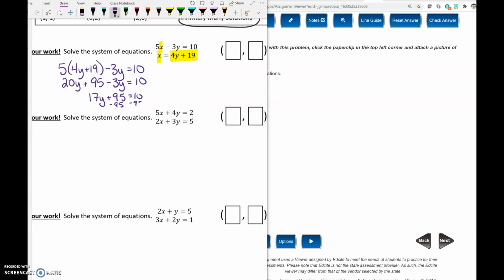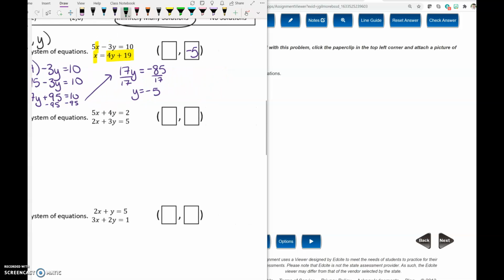Subtract 95 on both sides, I get, I'm running out of space. I get 17y equals 10 minus 95 is -85. Divide both sides by 17. I get y equals -5. So your y value is -5. Make sure you put that in the correct place. A great thing to add to your note card is the reminder that ordered pairs are x and then y. So your x value goes in the first blank, your y value goes in the second blank.